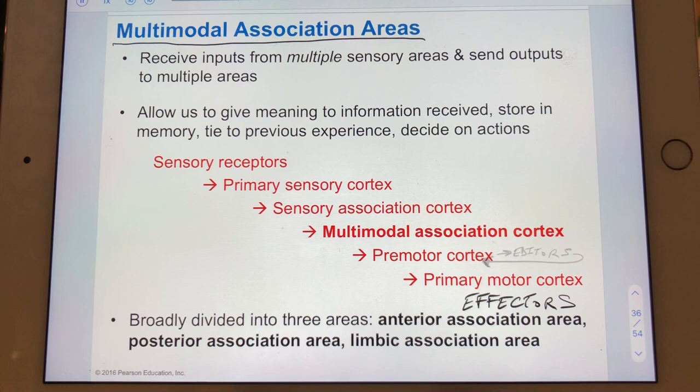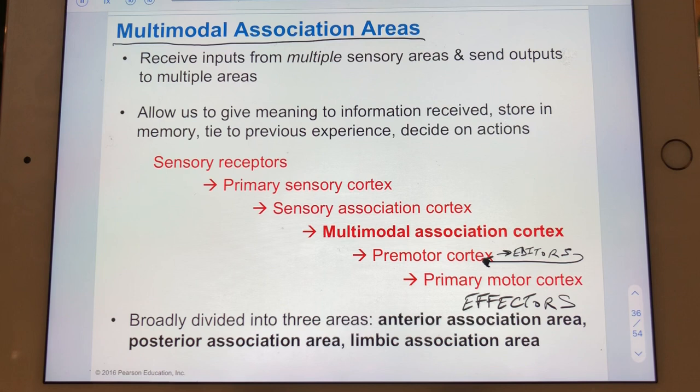and it actually sends that plan to editors first. Editors do not like to deal with the delivery guy, and so editors are going to send the final draft back to the premotor cortex. Don't worry, we will do this again and again. And then premotor cortex sends the final draft to the primary motor cortex. Primary motor cortex sends that final drafted motor plan out ultimately to effectors.